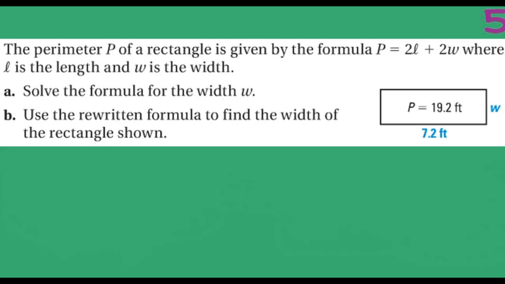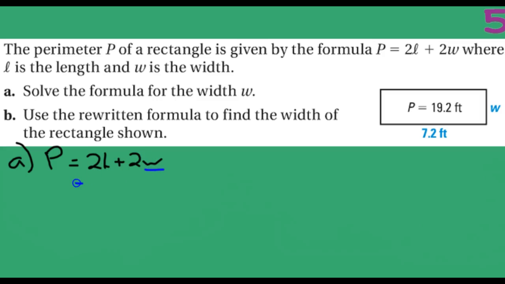Okay, moving on to another formula. It says the perimeter P of a rectangle is given by the formula 2L plus 2W, where L is the length and W is the width. Solve the formula for the width W. So if I have my formula, P equals 2L plus 2W, and I'm solving for the width, or the W, so I need to get W by itself.